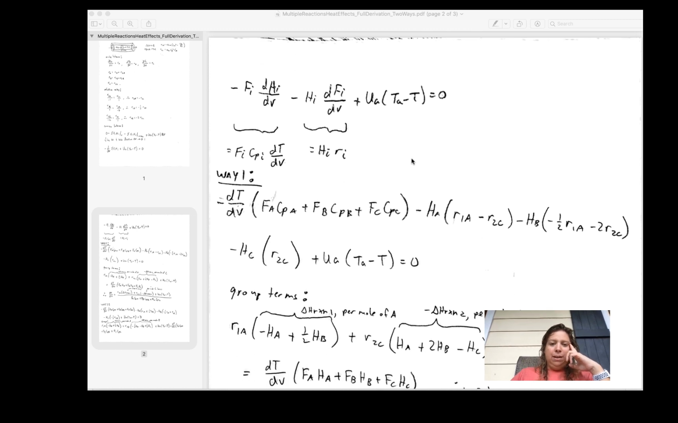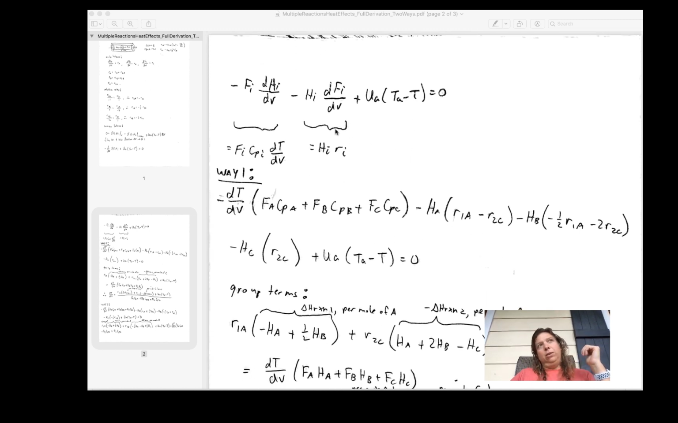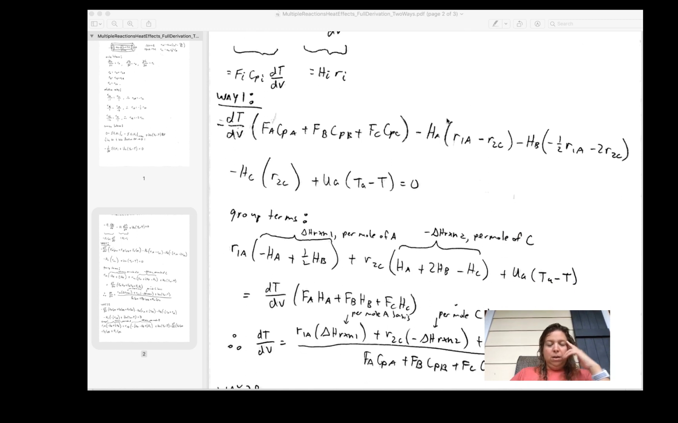And then if we recall from the lecture where we derived energy balances for tubular reactors, we said we could turn this piece, dHi/dV, into Cpi times dT/dV. And then we said this term, this dFi/dV term, is our mole balance. So dFi/dV is going to be equal to ri. So this term turns into Hi times ri, and then our heat exchanger term here.